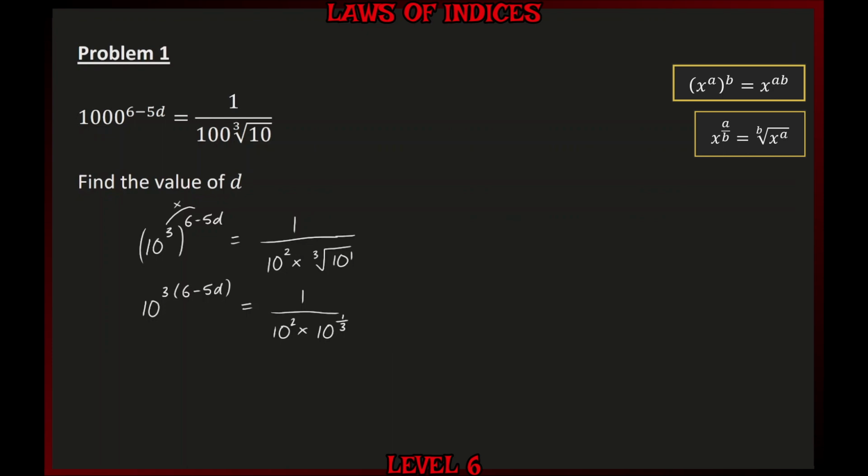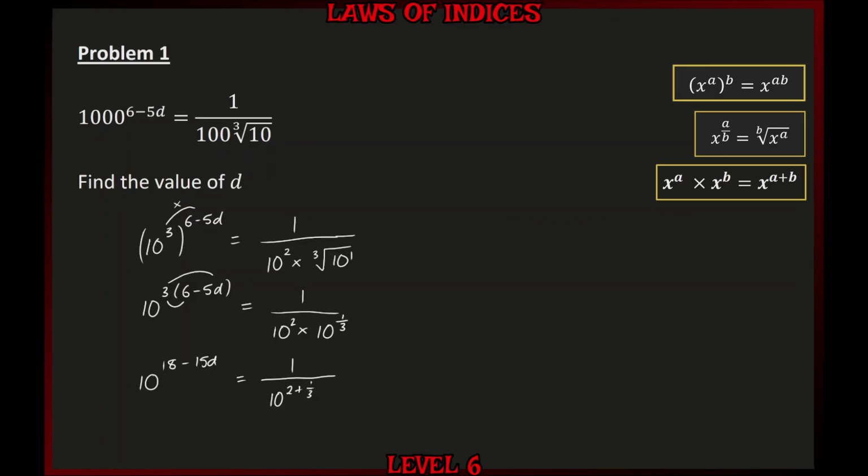Going back to the left hand side of the equation, we can expand the bracket, and we have 10 to the power of 3 times 6, which is 18, and 3 times minus 5d, which is minus 15d. This is equal to 1 over, and in our denominator on the right hand side, we can see that we're multiplying indices together. So we can use this law, which tells us that we need to add the powers to simplify. So the denominator becomes 10 to the power of 2 plus a third.